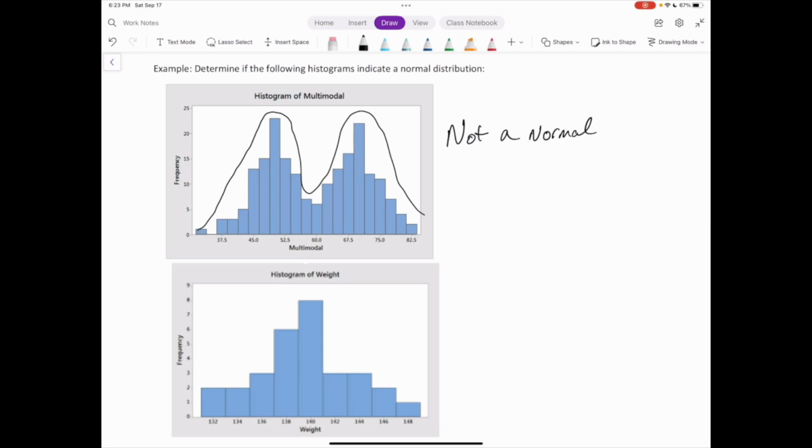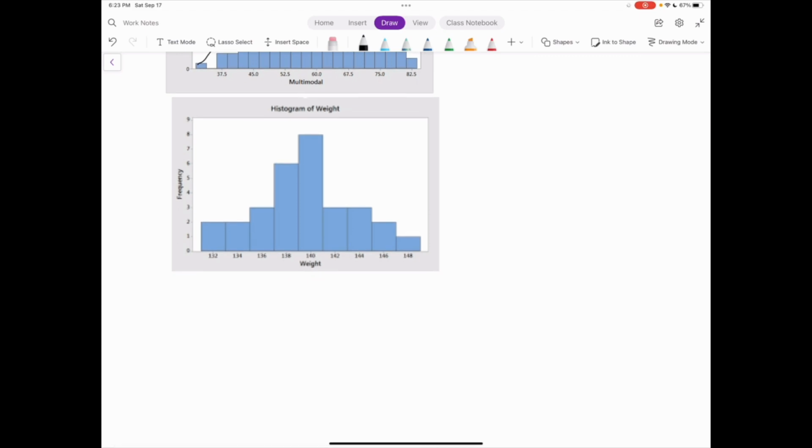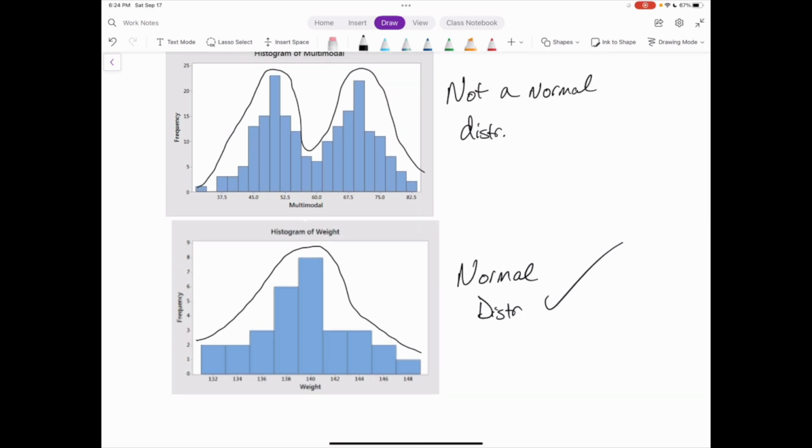Okay, now it is symmetric. It is pretty symmetric, but it is not unimodal. All right, so not a normal distribution. However, the second example here of a histogram, if we were to draw a curve here that follows the heights of those, that's relatively symmetric and it's unimodal. Therefore, yes, this particular histogram is indicative of a normal distribution. So the first one is not, but the second one is a normal distribution.